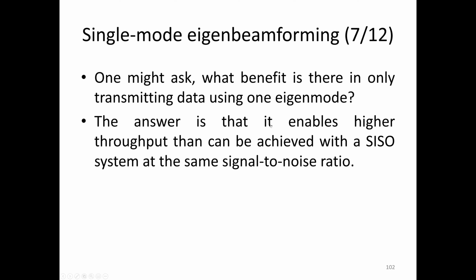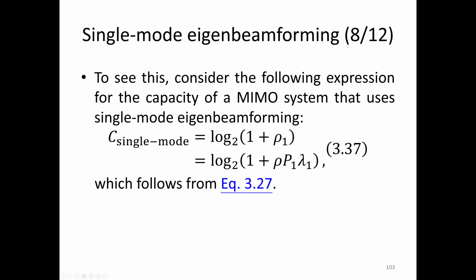The answer is that it enables higher throughput than can be achieved with a SISO system at the same signal to noise ratio. Okay, here is an answer, so there must be a question before the answer. Let us see. One might ask, what benefit is there in only transmitting data using one eigenmode? That is, it is single mode eigenbeamforming.